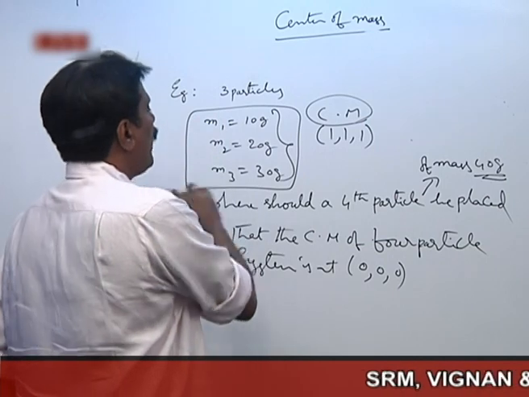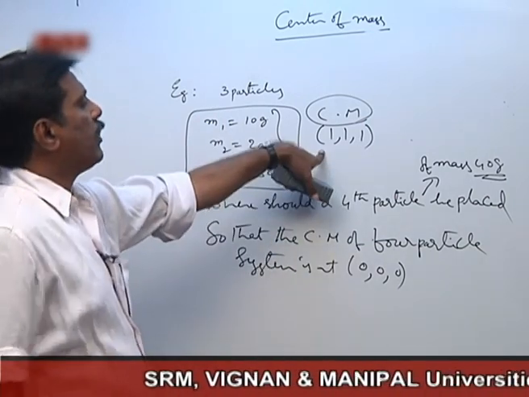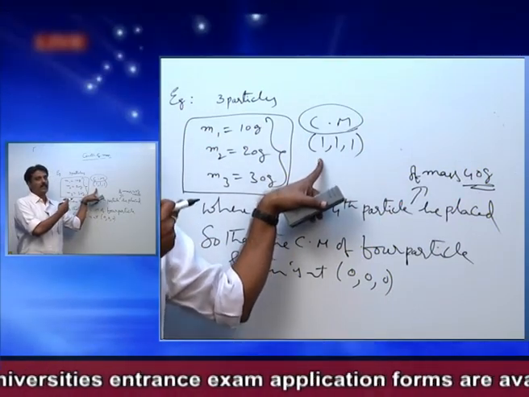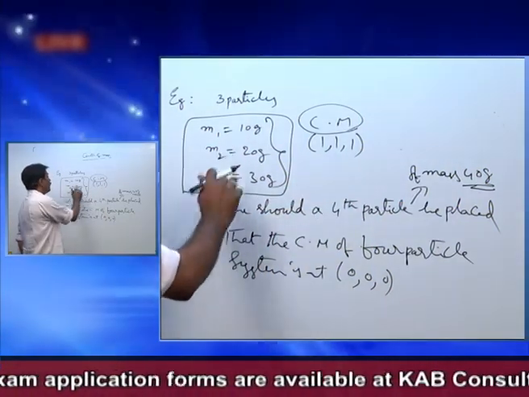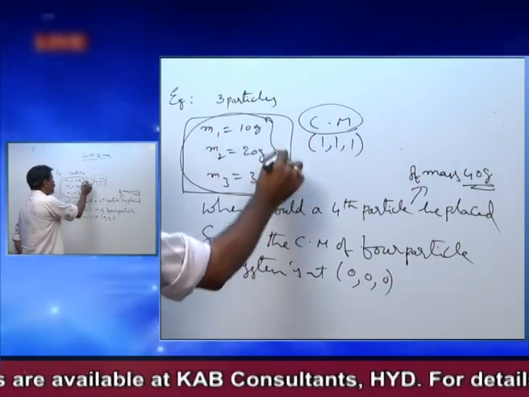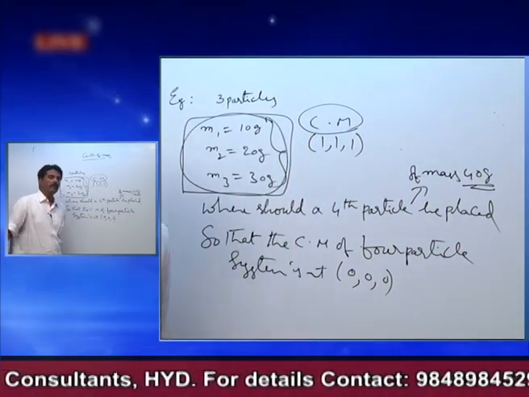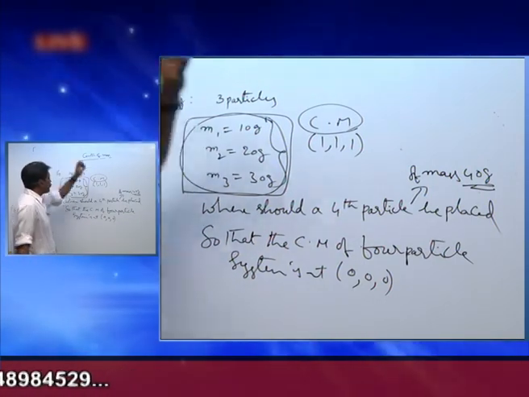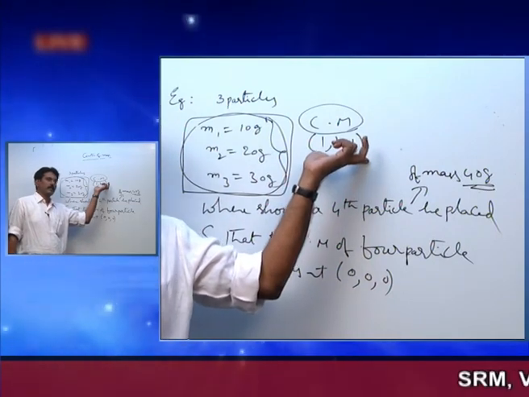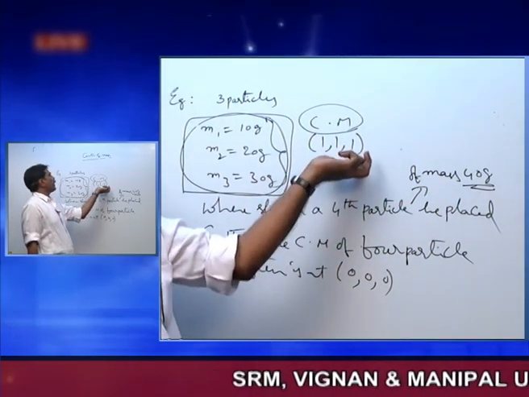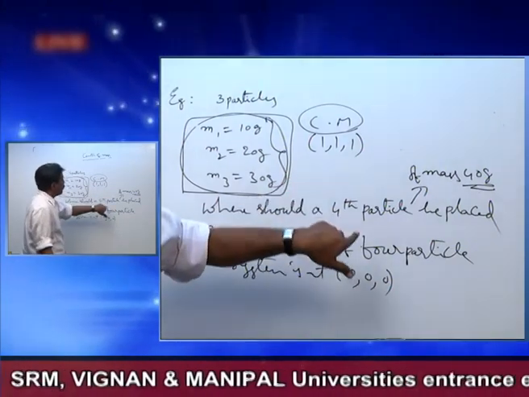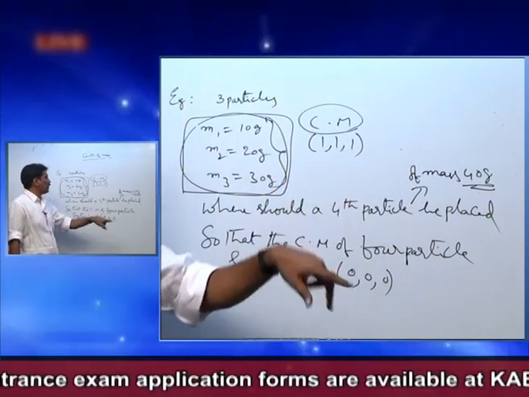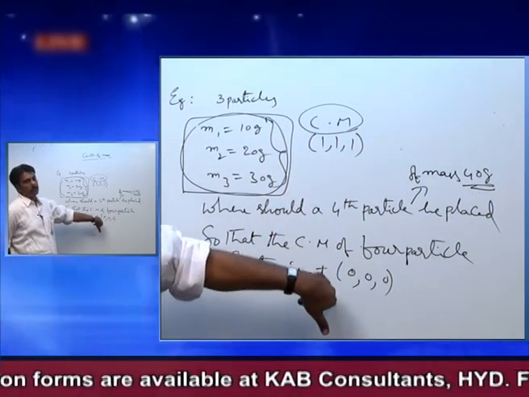Here, all these three particles have their center of mass here. Using the definition of center of mass, follow clearly: center of mass is the point where the total mass appears to be concentrated. Therefore, this 60 grams is supposed to be at this point, and we must place a fourth particle of mass 40 grams so that the combination will have center of mass at 0, 0, 0.